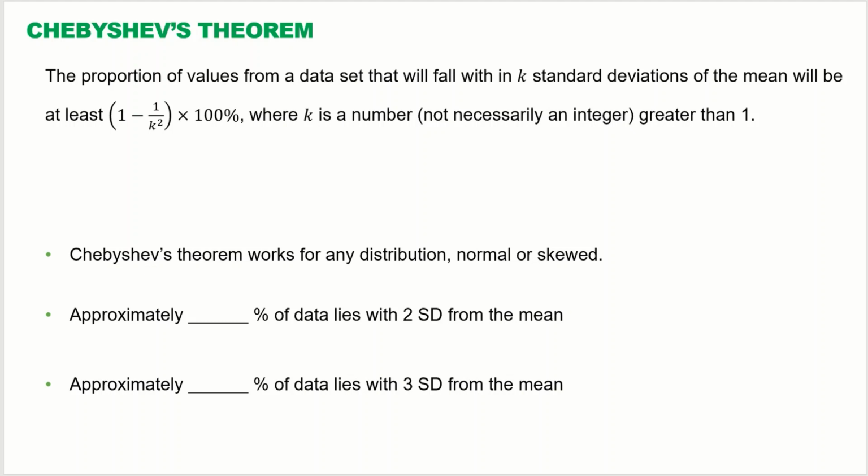In this video, we are going to look at two important theorems related to the distribution of a dataset. The first rule is called Chebyshev's Theorem.